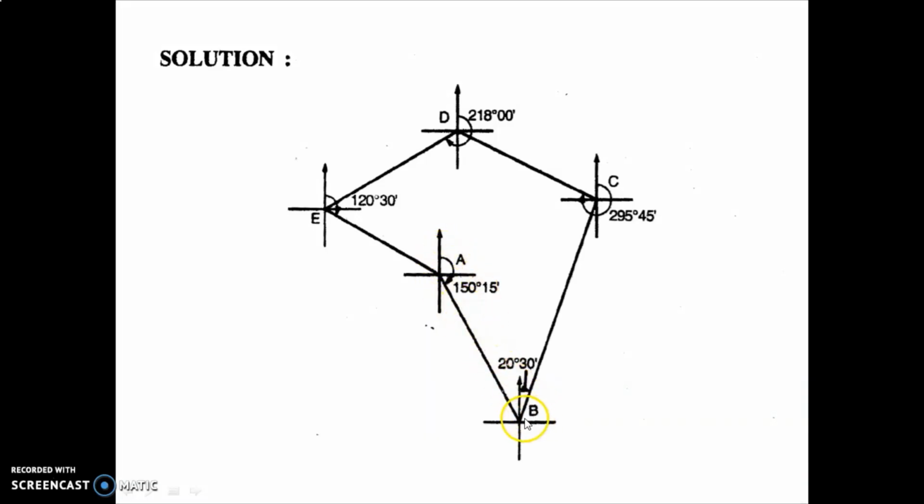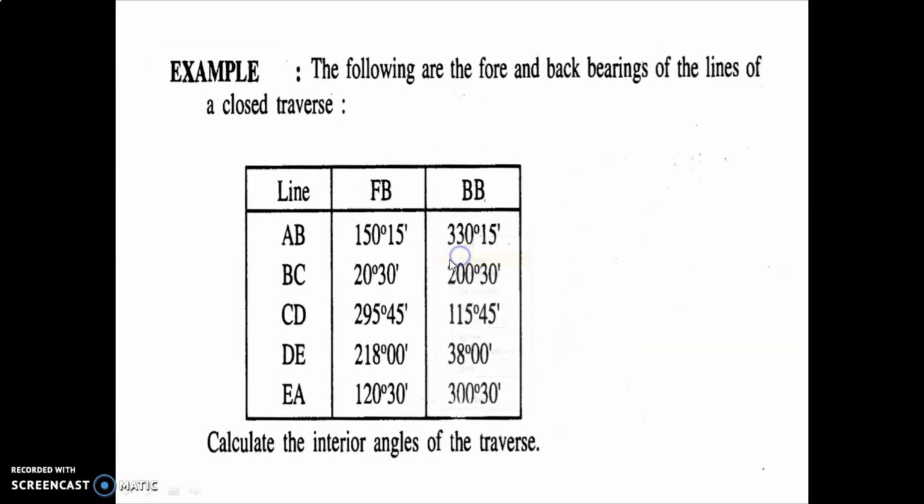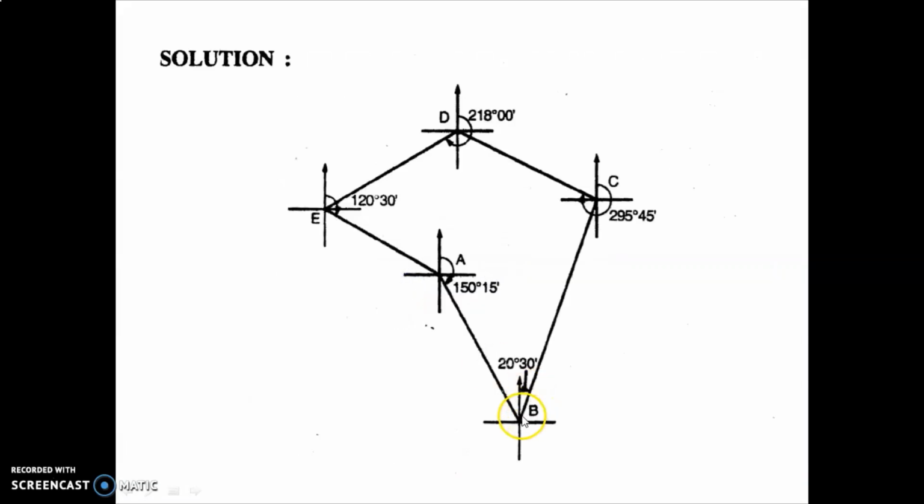Then from B to C, again you have to draw one line, and you have to take the forebearing. So what will be the forebearing? 20 degree 30 minutes. You have to draw again this way, making the quadrant 20 degree 30 minutes in the first quadrant. So from the first quadrant, you draw one line from here to here. Again, the length of the line is not mentioned, so you take it roughly.